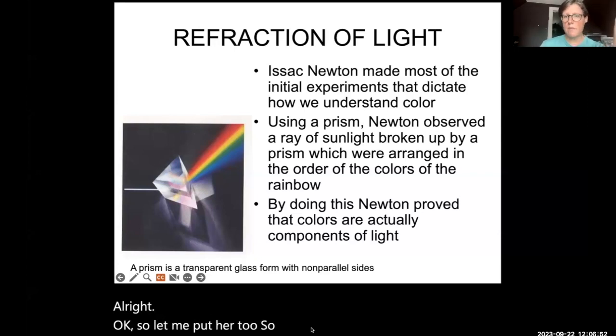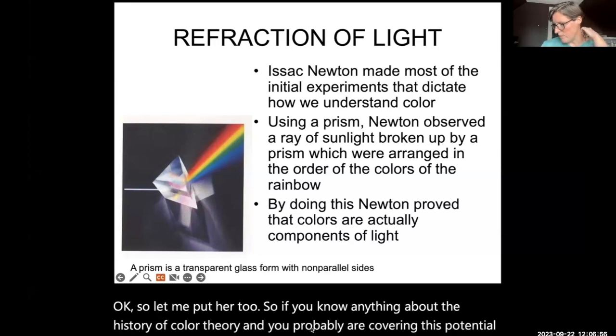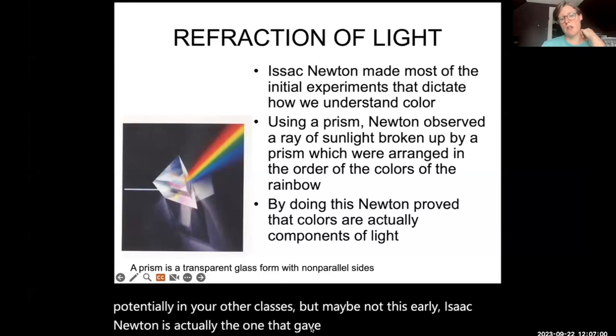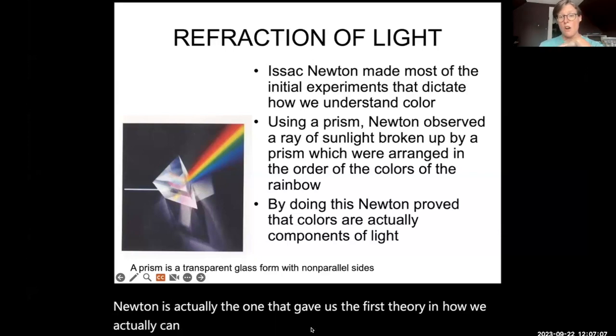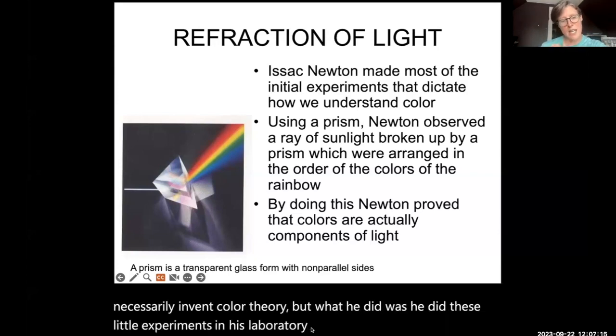So if you know anything about the history of color theory, and you are probably covering this potentially in your other classes, but maybe not this early, Isaac Newton is actually the one that gave us the first theory in how we can construct our understanding of color. He didn't necessarily invent color theory, but he did these little experiments in his laboratory.